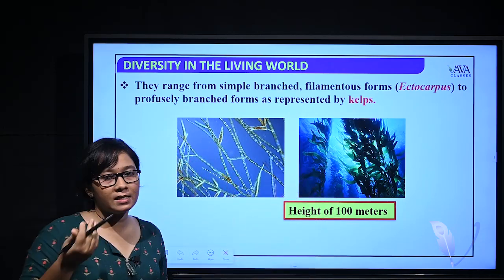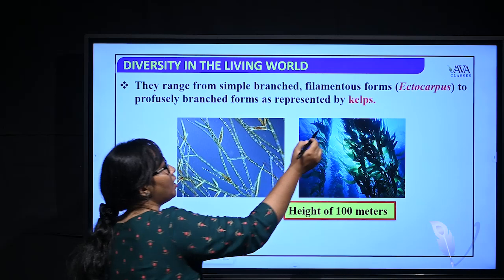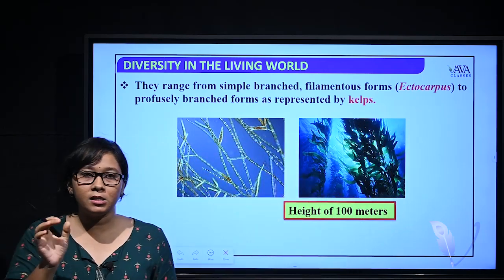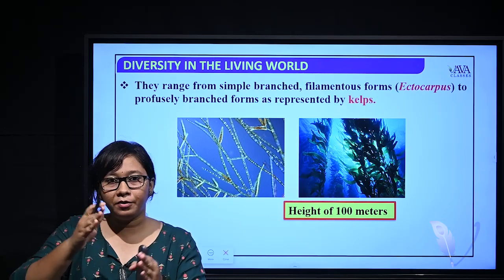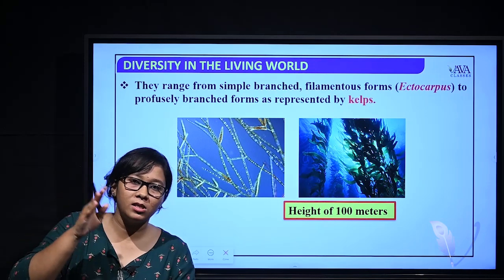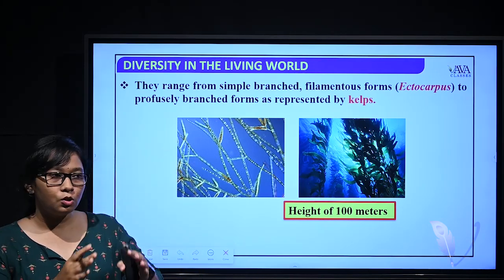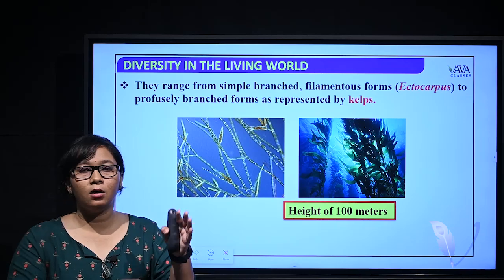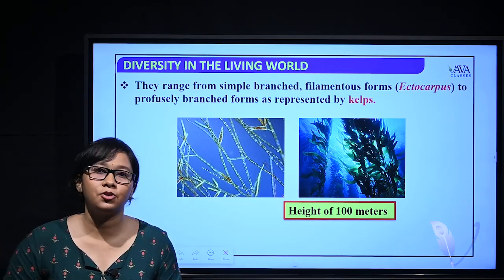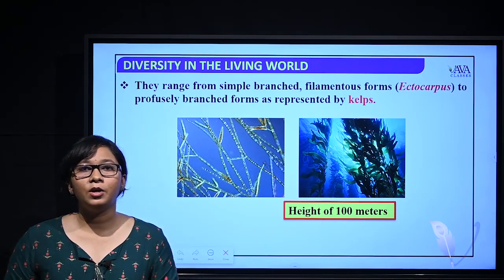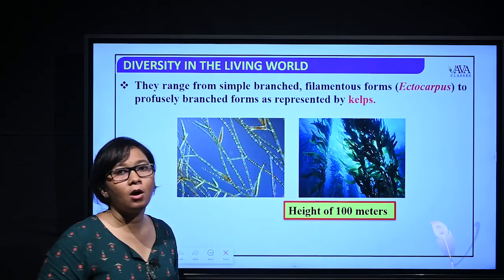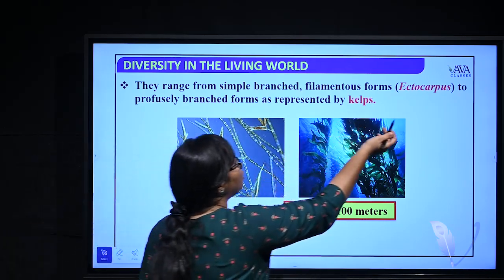One example of the filamentous form is Ectocarpus. Filamentous form means a lot of cells come together in a filament-like structure. When all the cells of the multicellular form look like a long filament-like structure, that type of algae is called filamentous algae. So one of the filamentous forms of the brown algae is Ectocarpus.